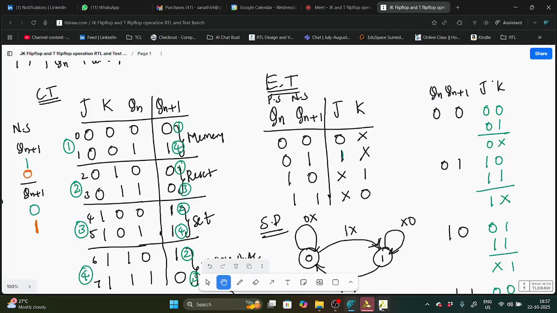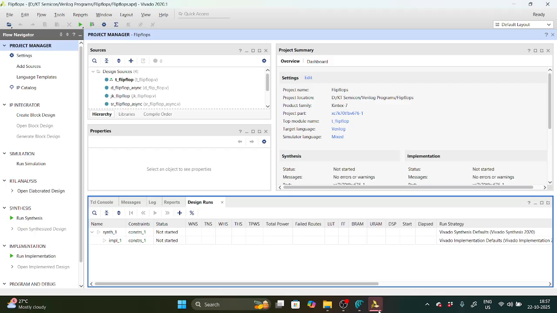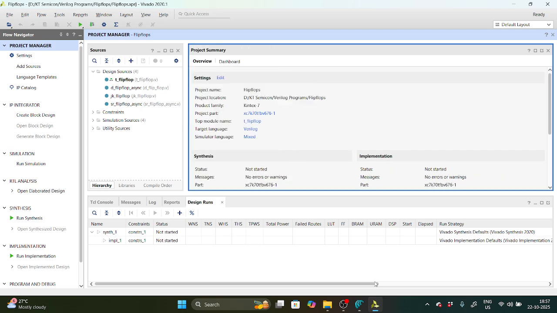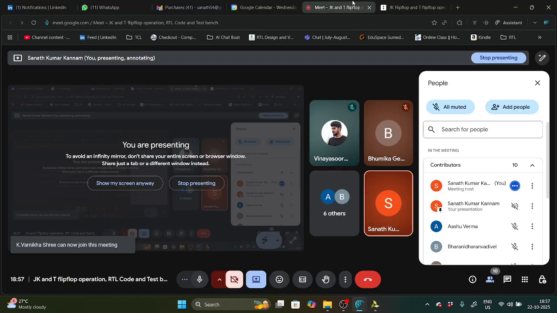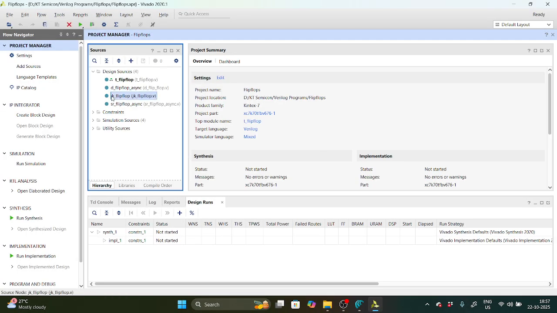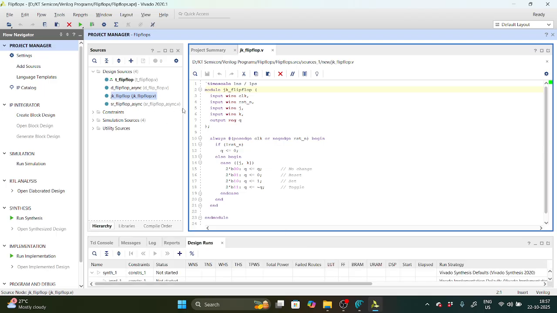Okay, so I am going to the programming part. See here, I wrote the code for the JK flip-flop. I am using behavioral modeling. Hope my screen is visible. Okay, see here, the JK flip-flop.